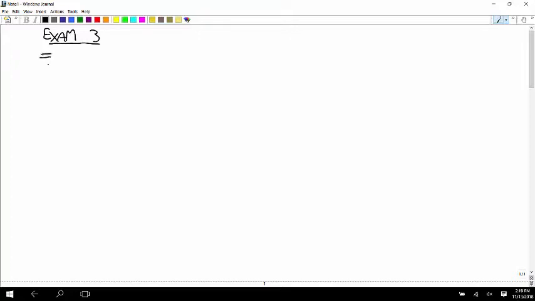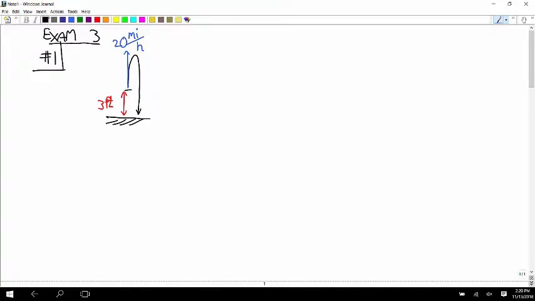Okay, number one. So number one says a ball is thrown straight up into the air with a speed of 20 miles per hour and a height of 3 feet. So it starts out with a height of 3 feet. Starts out with a speed going up of 20 miles per hour. I'll write it like that, 20 miles over hours.